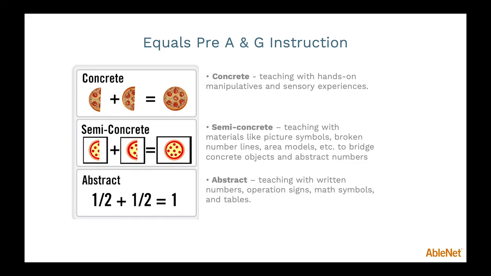I will begin this lesson by demonstrating this fraction using an English muffin, pizza, or fraction models. I will start by cutting that pizza in half in front of the students, showing them that in fact 1/2 plus 1/2 equals 1 whole. Now I will show my students this in a semi-concrete way. This time I will use picture symbols to demonstrate this relationship. I could also use a broken number line or area models. Finally, through the abstract representation, I will show that same objective using numerals and operation signs.